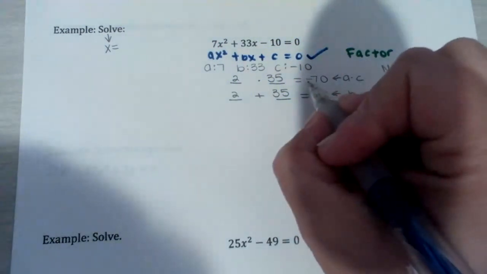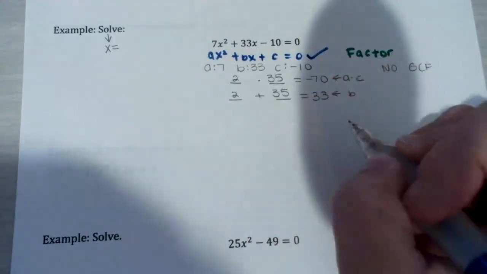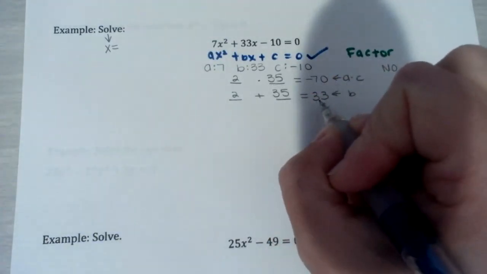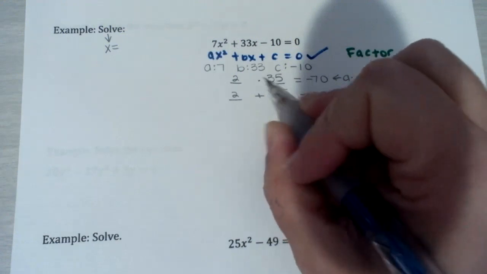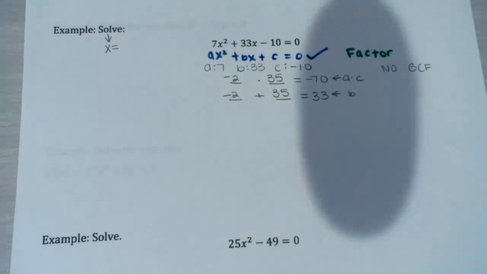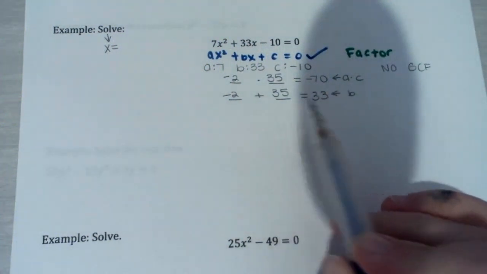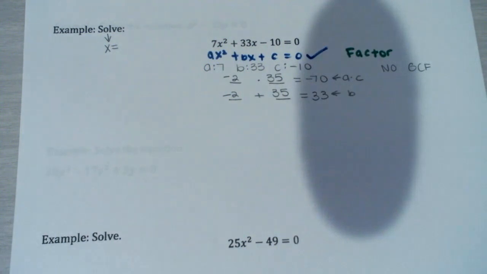In order to multiply together to give me a negative, I know one's positive, one's negative. In order to add together to give me positive 33, that means the bigger number needs to be positive. 35 is bigger than 2, so 35 should be positive. Our 2 should be negative. So negative 2 times positive 35 is negative 70. Negative 2 plus 35 is positive 33.